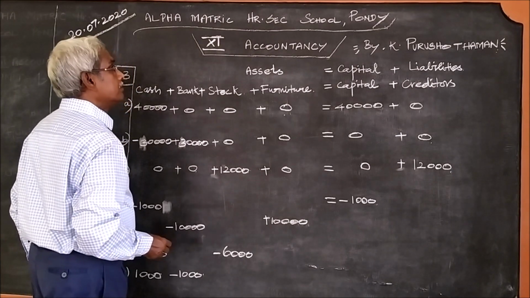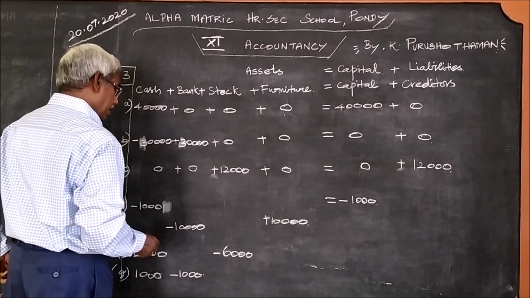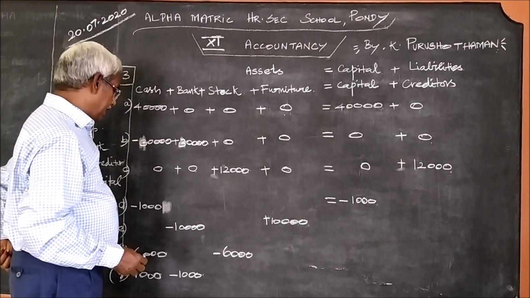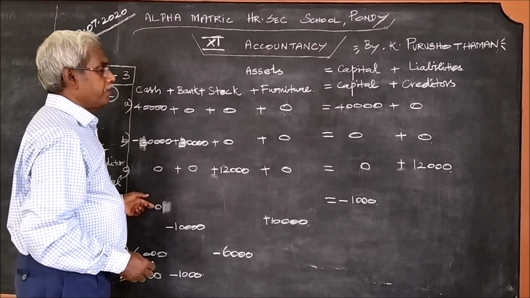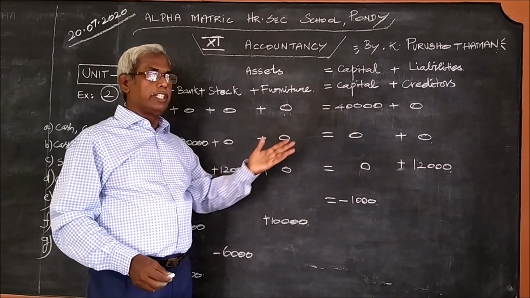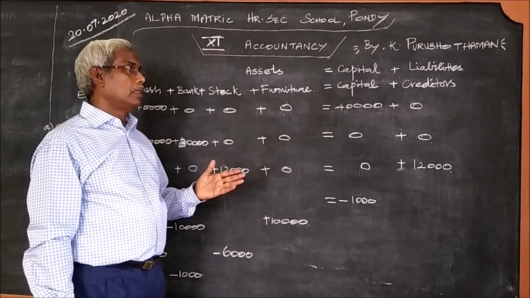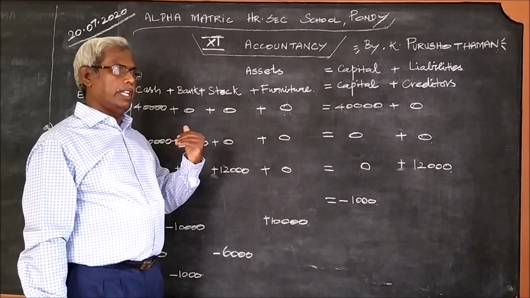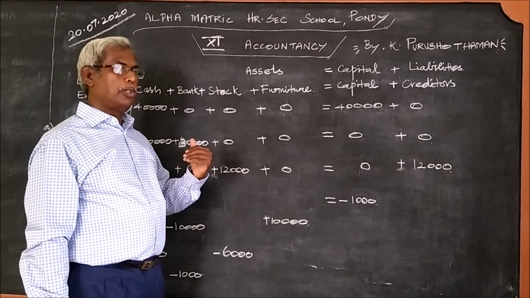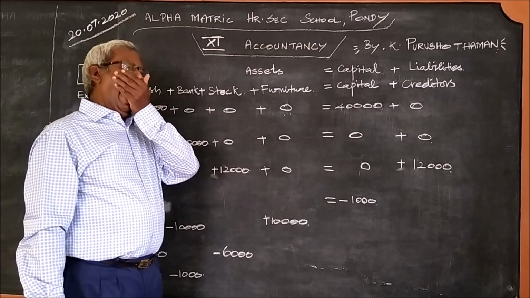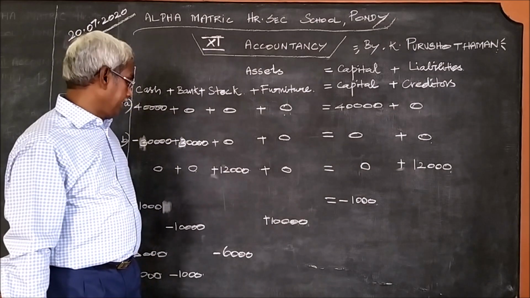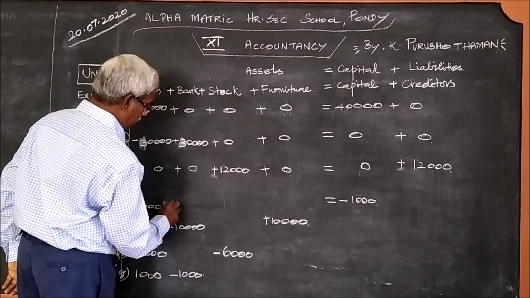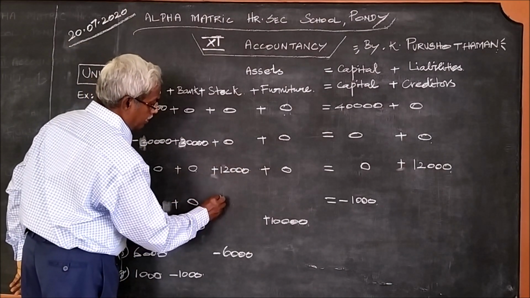Then the next one, when money is drawn for personal use, the cash will decrease. At the same time, the amount invested into the business also will decrease. Just now I said, if you invest 5 lakhs and do business, and you take 1 lakh out of it, the cash will also decrease. The amount of capital also will decrease. So in that, cash minus 1,000 and the capital minus 1,000, for the rest we can put 0.